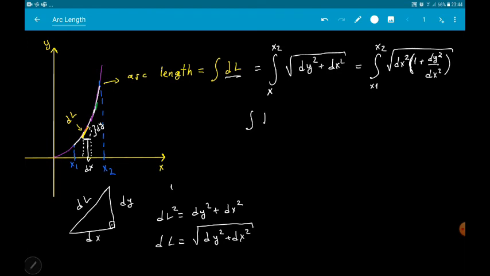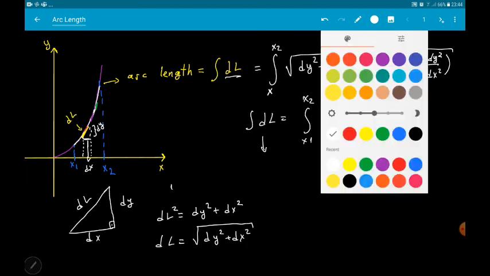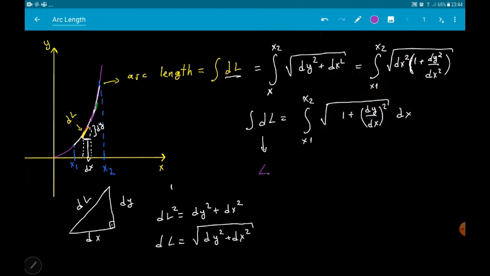So the integral of dl is equal to the integral from x1 to x2 of 1 plus dy over dx squared, under the square root, dx. Now the integration of dl will give us L itself. And let me use another color, maybe green, yellow. Yellow is much better and visible.